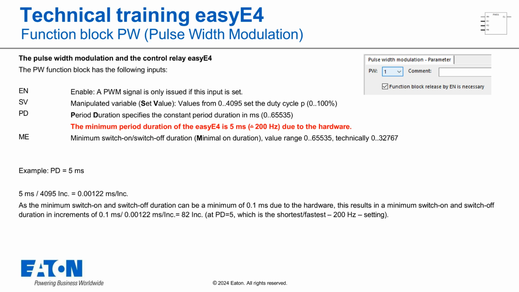An example: if the period duration PD is set to 5 milliseconds, which is the shortest possible period duration, divide the 5 milliseconds by the maximum value of SV, which is equal to 4095 increments. This results in a factor of 0.00122 milliseconds per increment. If you were to pass 20 increments to SV as a control variable, the set pulse time would be 0.0244 milliseconds. Due to the hardware, the shortest switch-on and switch-off times are 0.1 milliseconds. In this case, the PWM output remains switched off because the minimum duty cycle is not achieved with this SV.